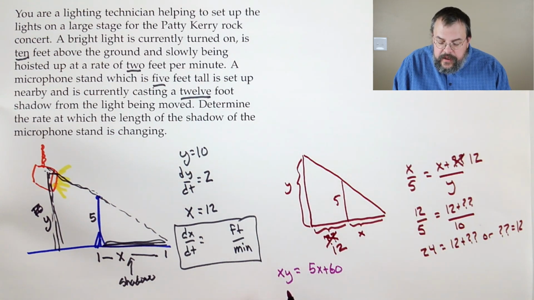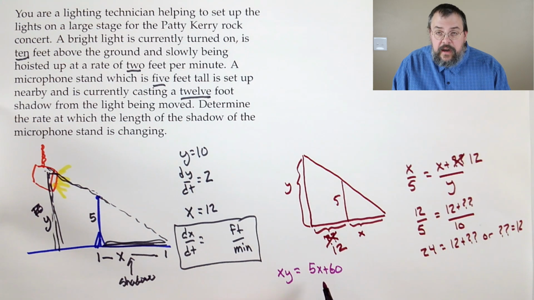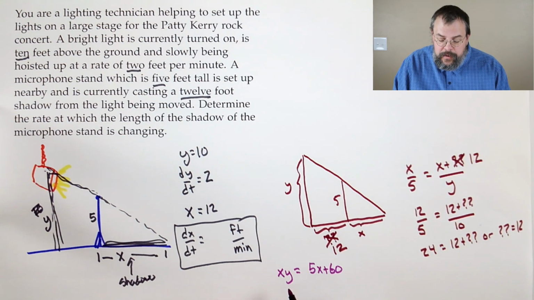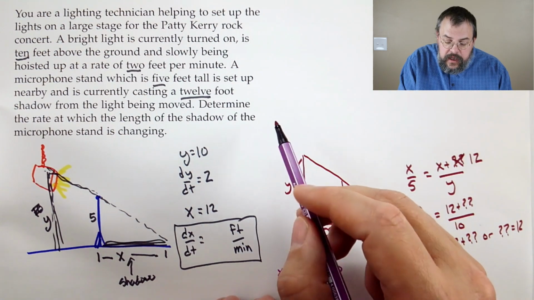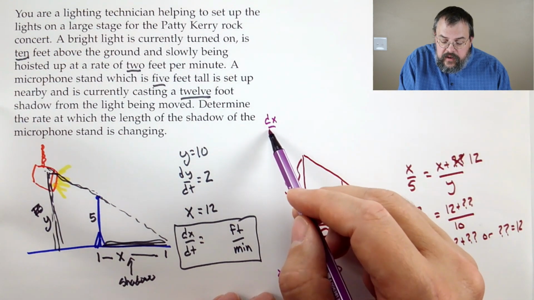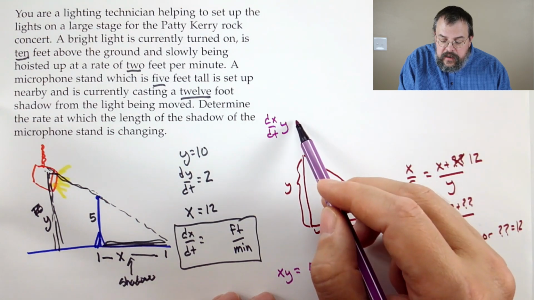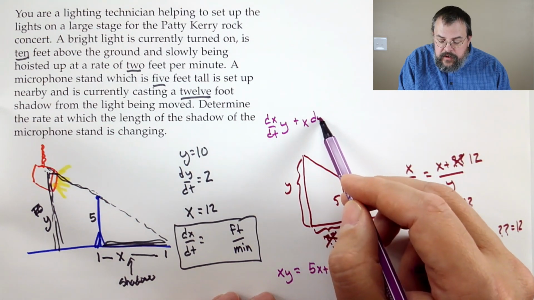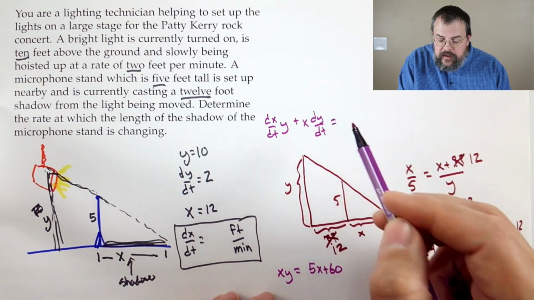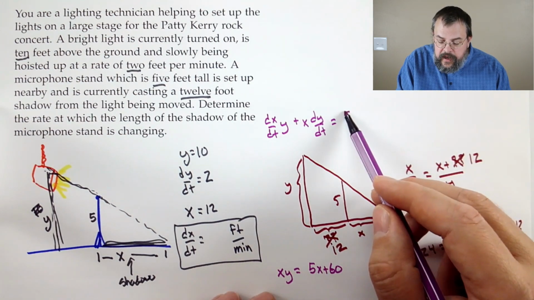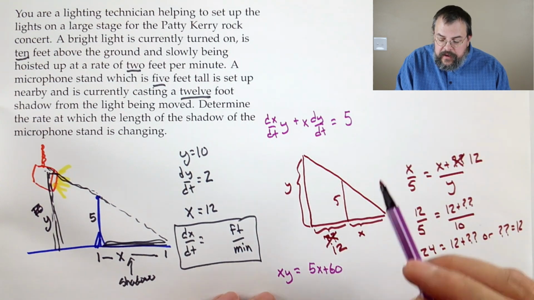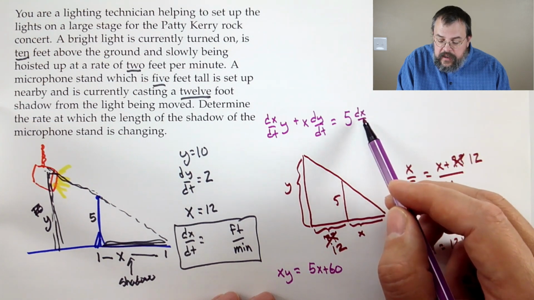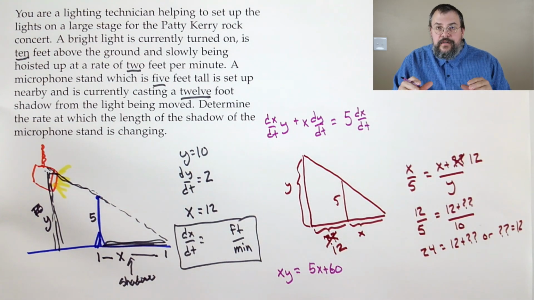So, take the derivative with respect to t on both sides. And what do we have? Well, x, y, product rule. So we're going to get derivative of the first, dx dt, times the second, plus the first, times the derivative of the second, is equal to 5 times the derivative of x, which is dx dt, and then, of course, the 60 goes away.